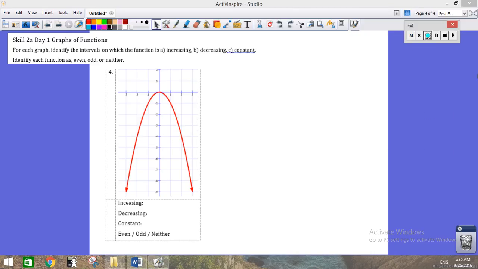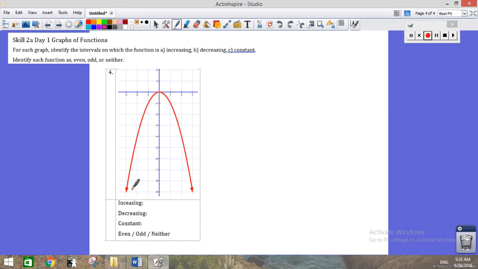Let's take a look at problem number 4. On these graphs of functions, we're to identify intervals on which the function is increasing, decreasing, or constant. It appears here that we have a quadratic function. The graph looks to be like a parabola, and it's opening downward.